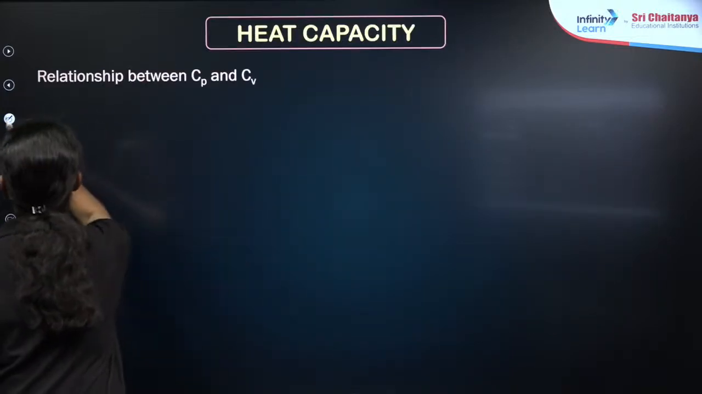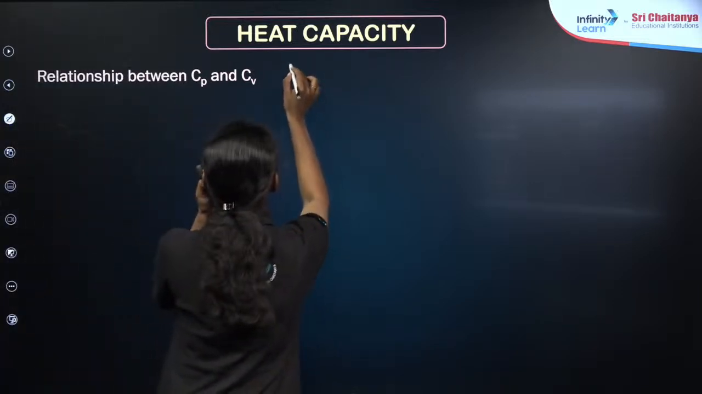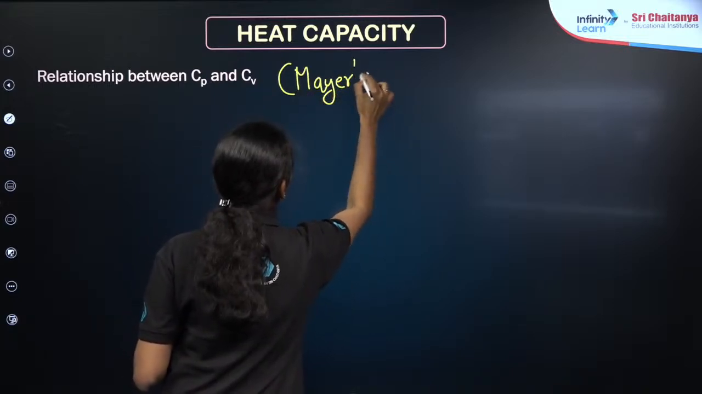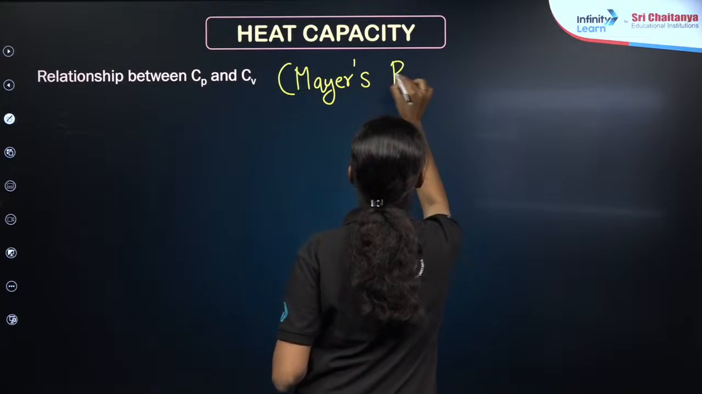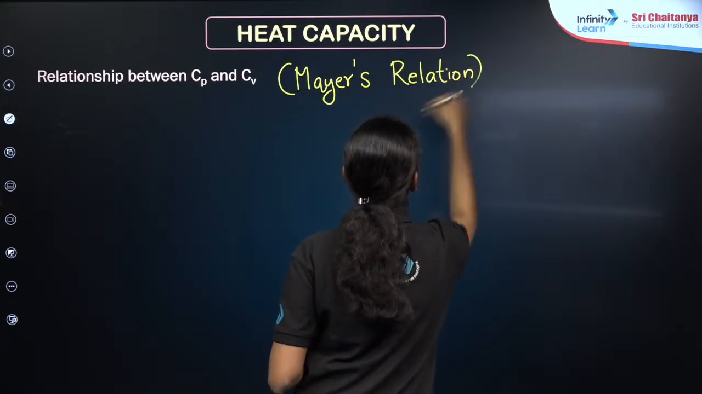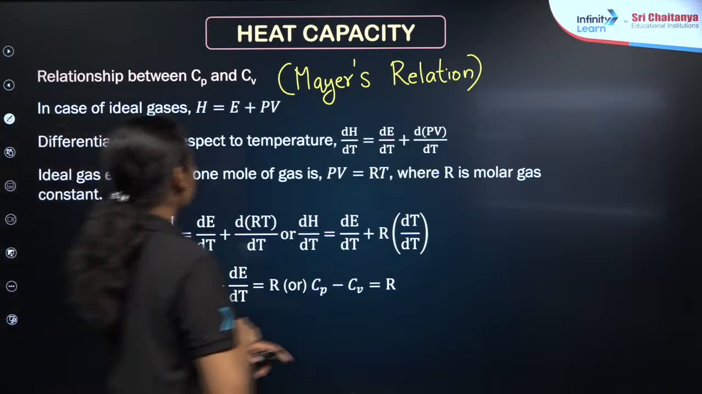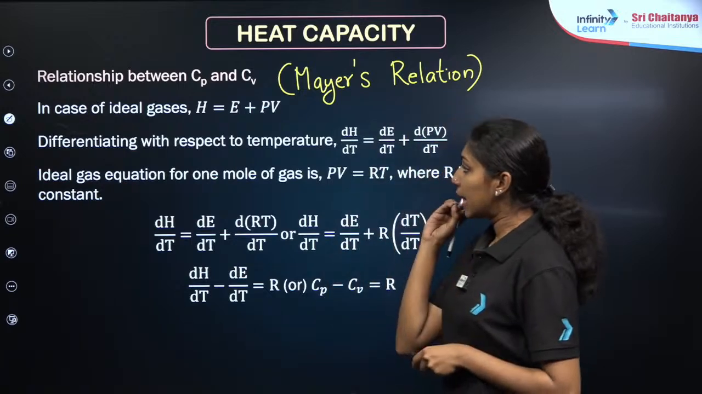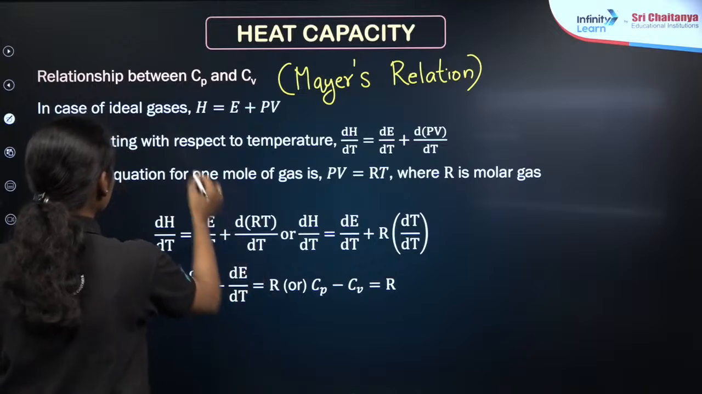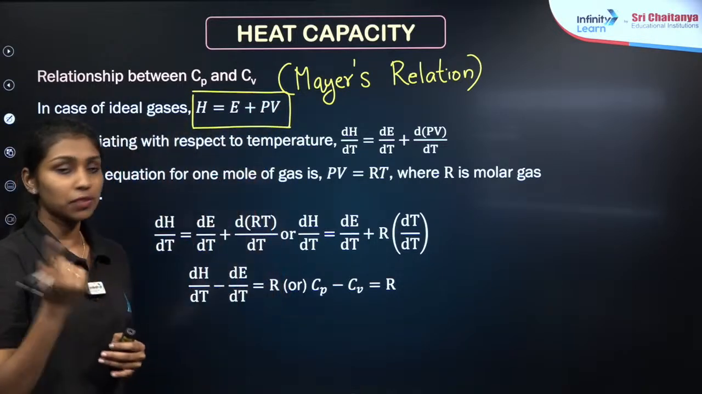Now this is the important relation that we have to derive, known as Mayer's relation, that is the relationship between Cp and Cv. We have studied the expression for enthalpy. Whenever we are considering ideal gases, we can say that H is equal to E plus PV, where E is the internal energy and PV is the pressure volume work.